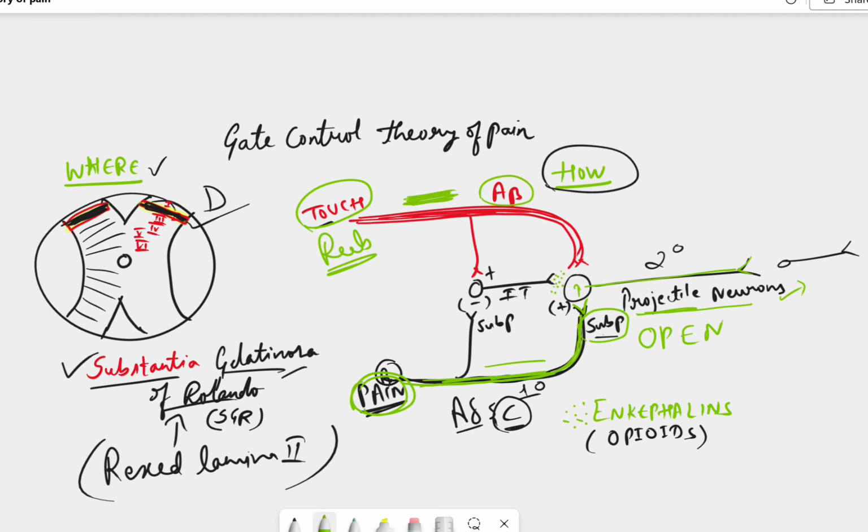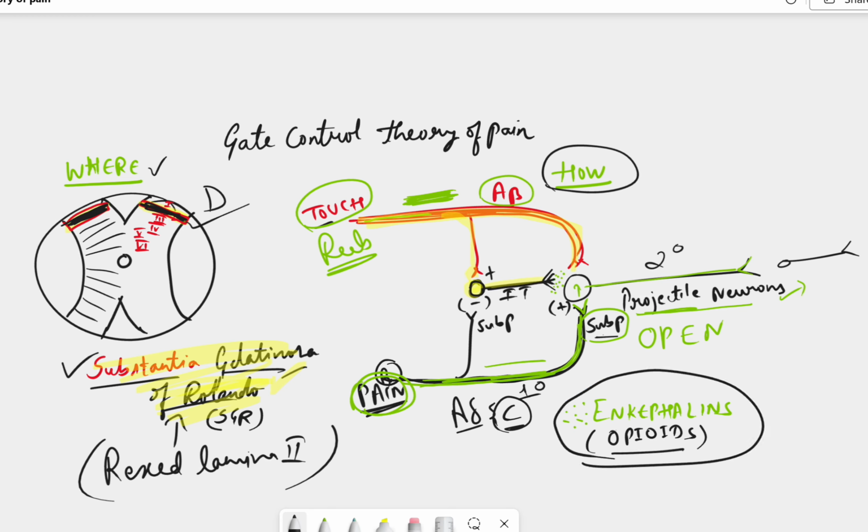And they conduct the impulses very fast. And remember the A beta fibers, so let me highlight here, this is the A beta fiber pathway. It gives a branch and it ends on an interneuron. You can see the interneuron here. Remember your substantia gelatinosa of Rolando? It has a lot of interneurons, and these interneurons release a neurotransmitter called enkephalins.